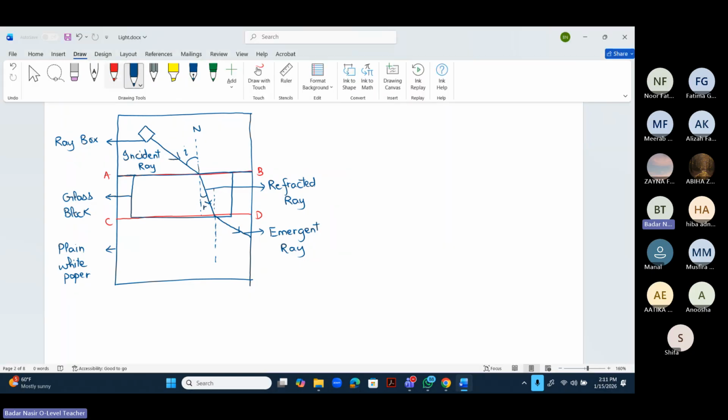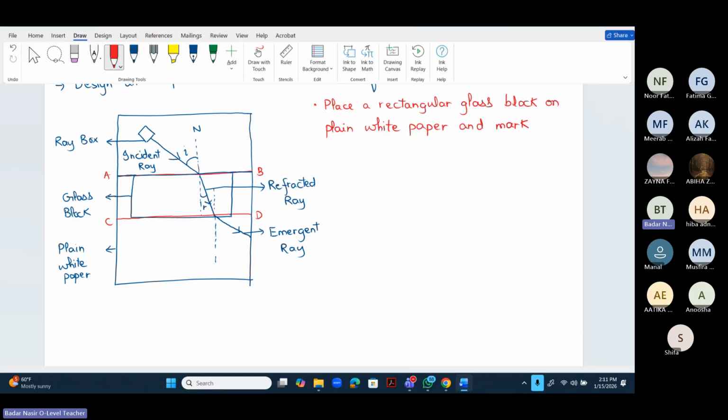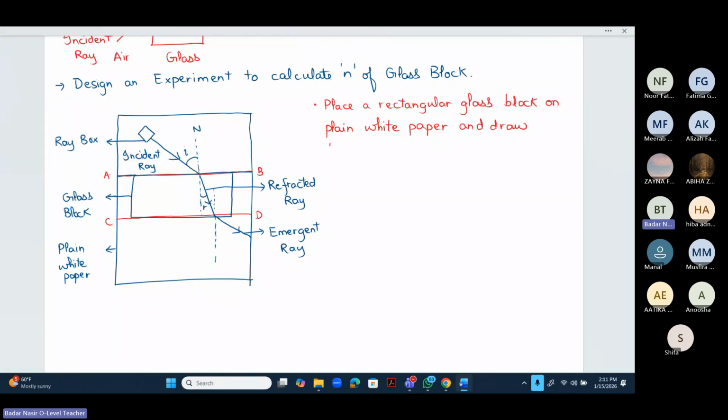Now let's write down the instructions. ठीक है? So first of all, place a rectangular glass block on plain white paper, and mark and draw the boundaries as A, B, and C, D. ठीक है, सबसे पहले आपने एक रेक्टेंगुलर ग्लास ब्लॉक रख देना है ऑन अ वाइट पेपर और उसकी बाउंड्रीज को ड्रॉ कर लेना है एज ए बी एंड सी डी.